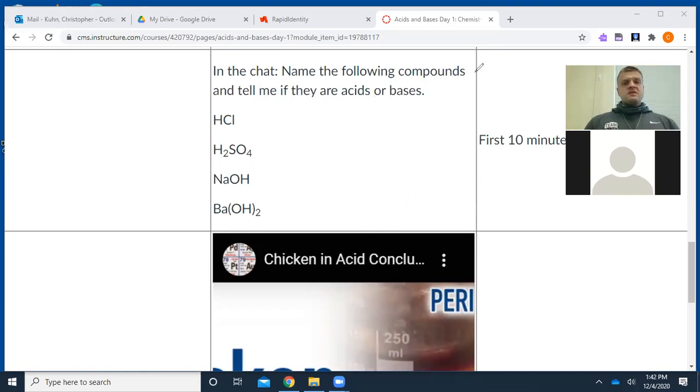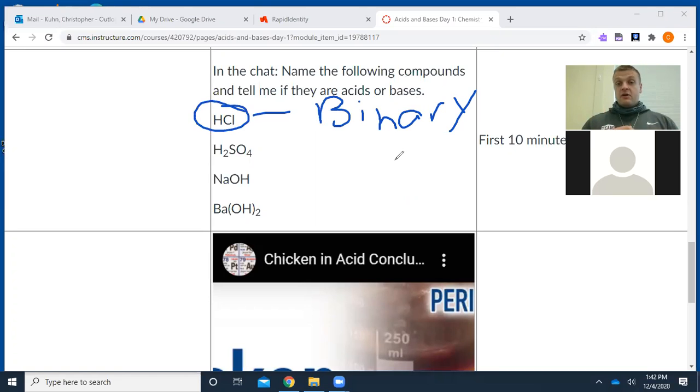So we're going to go through. I'm bored of this color. Let's do another one. You have two types of acids. You have what is called binary, which is literally what it sounds like, two compounds together, and that has its own naming rules.